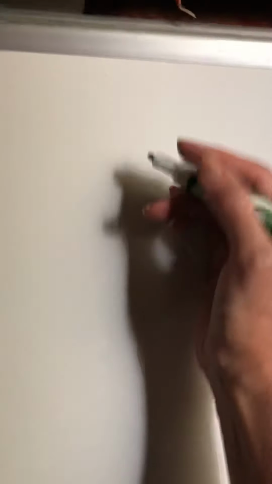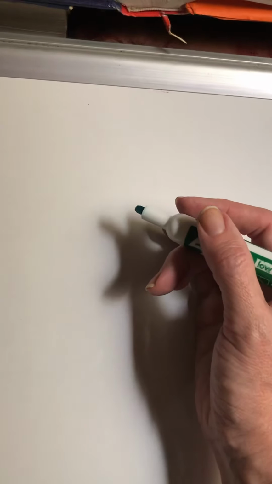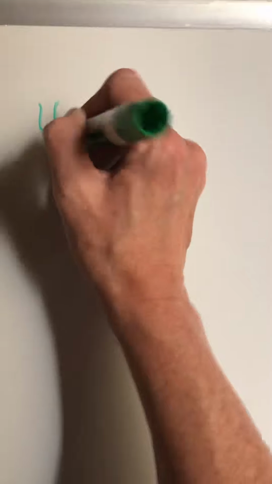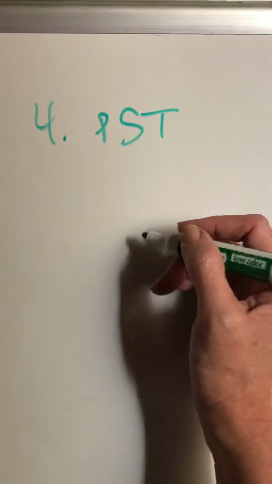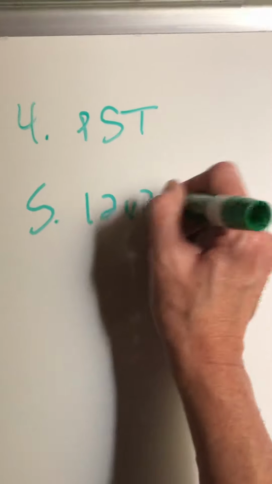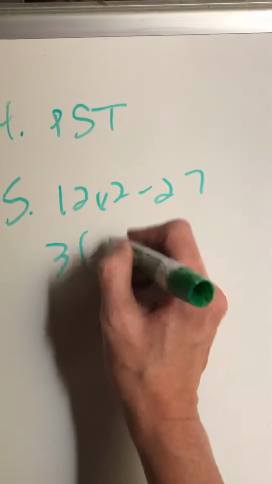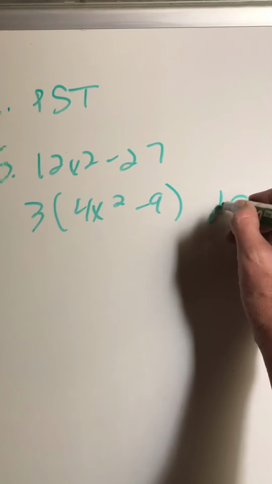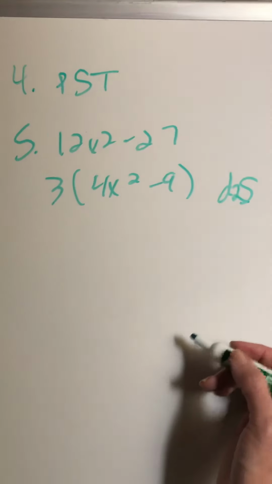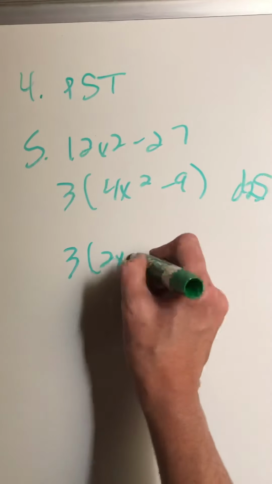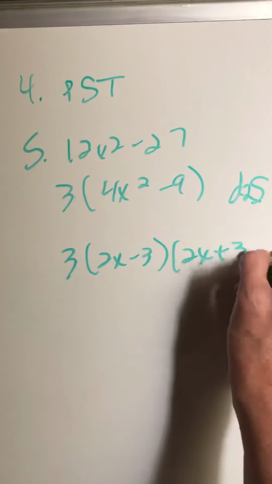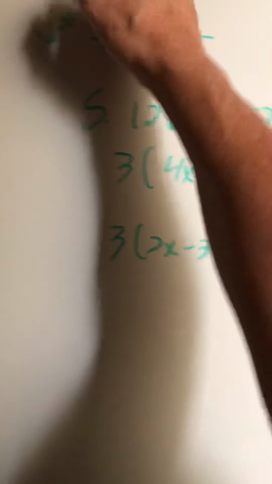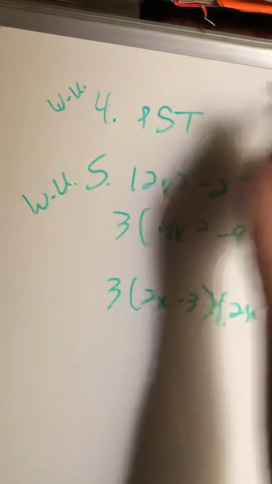So let's see, anything on the warm-up? I will tell you this, 4 is a perfect square trinomial. 5, you've got 12x squared minus 27. If you take a 3 out of both of those, you get 4x squared minus 9, and that's the difference of two squares. But 4 is a perfect square trinomial. This is a difference of two squares, so I'll just go ahead and finish it for you. That's how it factors on number 5. These are on the warm-up: warm-up number 4 and warm-up number 5.